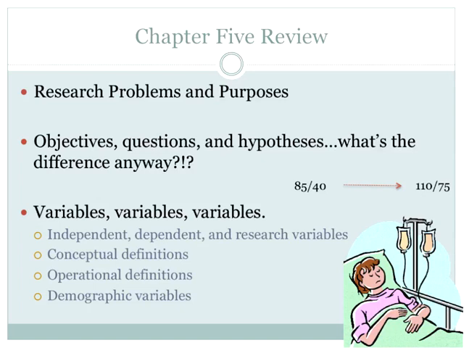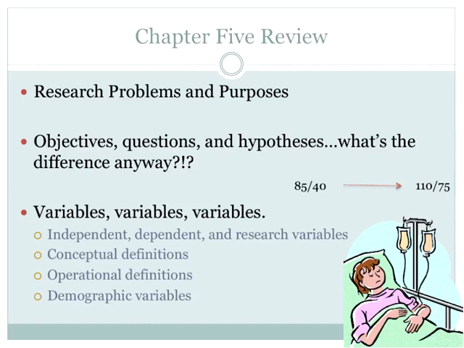All right. So the things that I would like to talk about in this review are research problems and purposes, where we find them, what they are, and what are the differences between the two. Then we're going to talk about objectives, questions, and hypotheses. What are these and what are the differences between them anyway? And then we'll wrap up our conversation with a discussion about variables. Variables, variables, variables, and more variables.